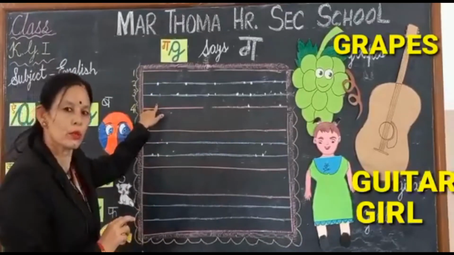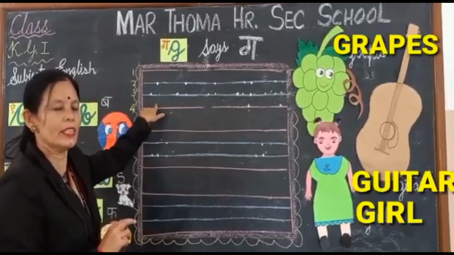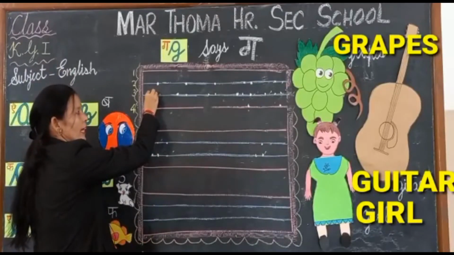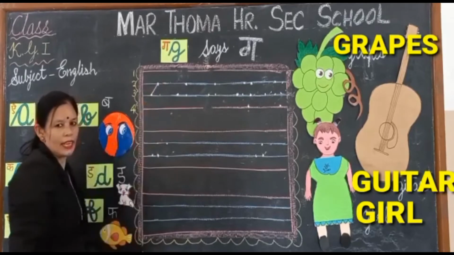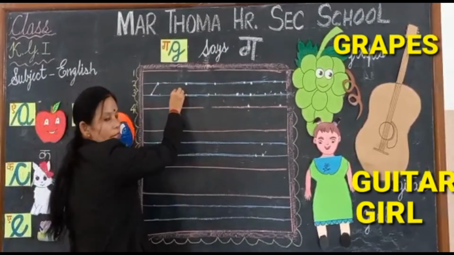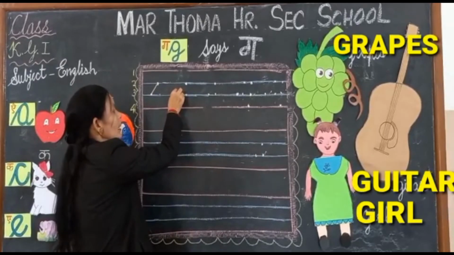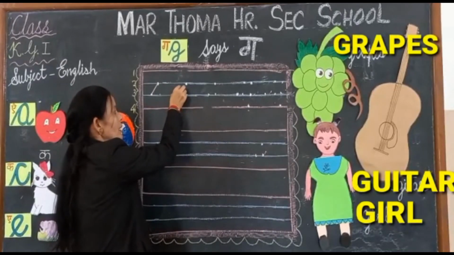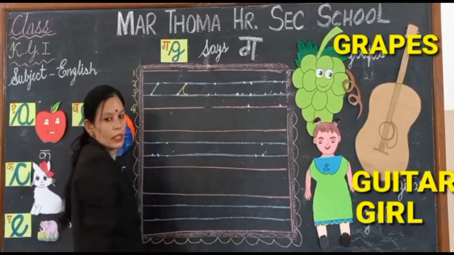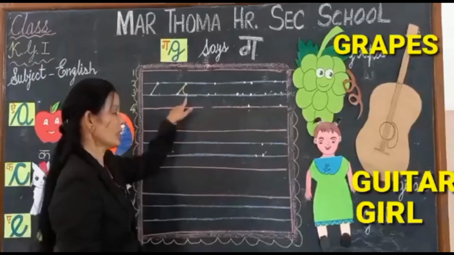First we will write strokes. How can we write letter G? Okay. Put the pencil on the third line dot and go up. Touch the second line dot. Make a slanting line. Okay. Now second stage. Put the pencil on the second line and go up. Make a slanting line and make a semicircle. This touches the third line.